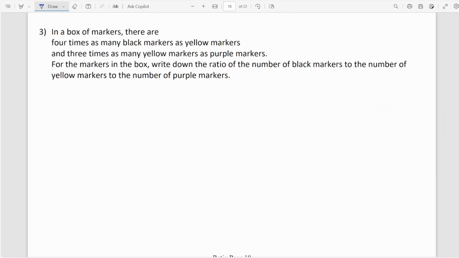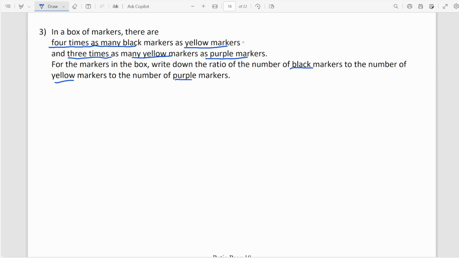Okay, let's take a look at this word problem. In a box of markers, there are 4 times as many black markers as yellow, and 3 times as many yellow markers as purple markers. For the markers in the box, write down the ratio of the number of black markers to the number of yellow markers to the number of purple markers. So we want to write down the three-way ratio, okay?